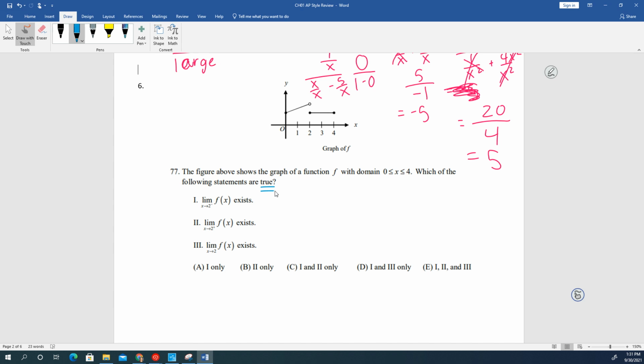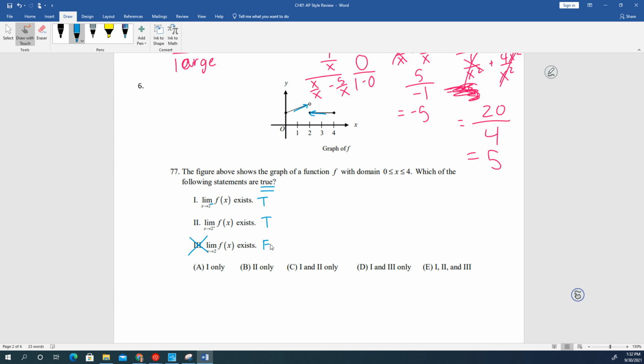Kind of hard to see, but that says the limit as x approaches 2 from the left. All right, what do you guys think? Does that exist? Yes. Yep, the left-hand limit exists. That's true. The limit as x approaches 2 from the right, does that exist? Yes, that's true. Does the limit as x approaches 2 exist? No, because they're approaching 2 different values. That's false.